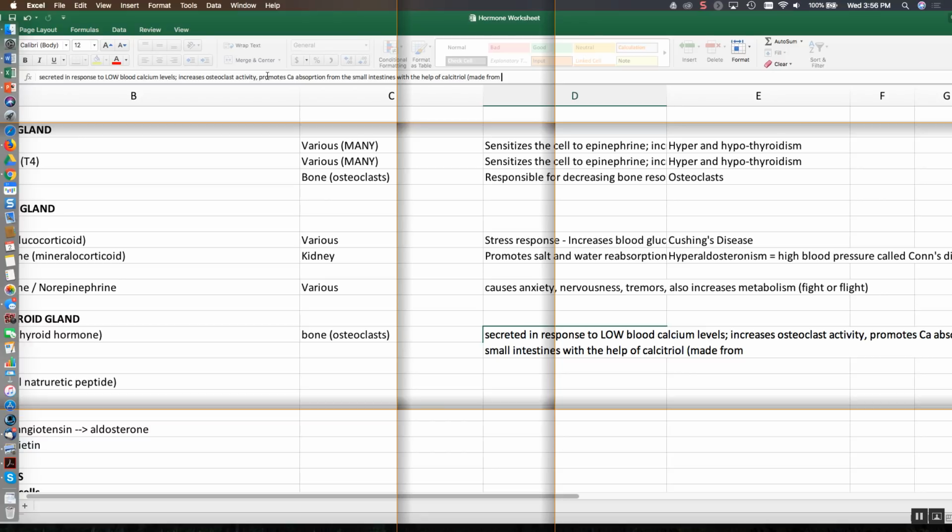Okay, will you guys remember that there's a difference between calcitriol and calcitonin? That's hard, right? They're very similar. What is calcitonin? Where is that coming from? Calcitonin, the thyroid, the C cells from the thyroid gland. It's secreted in response to high blood calcium levels, and it inhibits osteoclasts. Calcitriol is made from vitamin D that helps with the absorption of calcium from the small intestines.